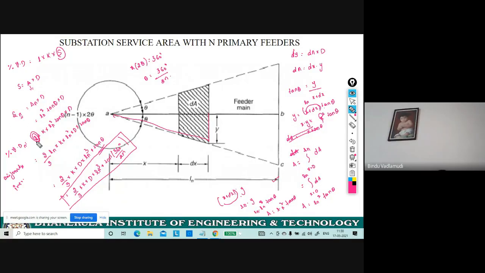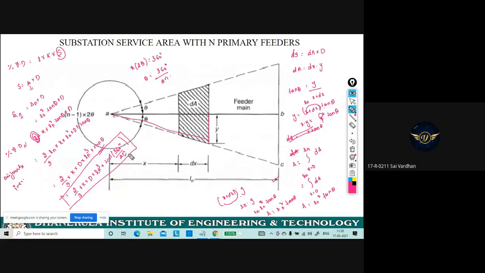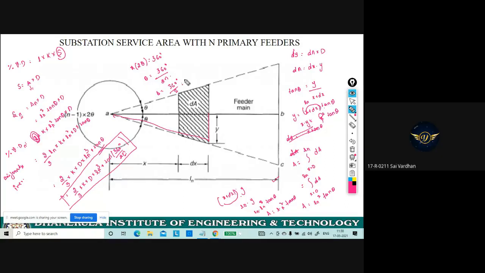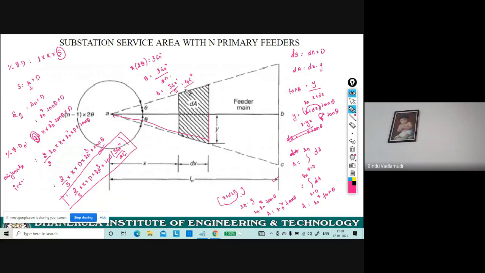Suppose we are having 4 feeders. What is the value of n? Is it 4 or not? Then what is the angle of theta? 360 by 8. What is the angle? 45 degrees. If you are having 4 feeders, the angle covered is 45 degrees.